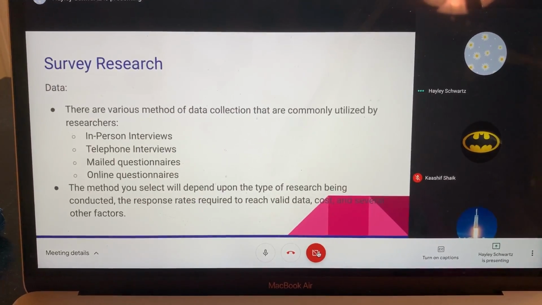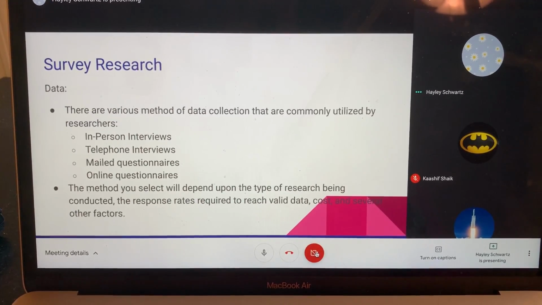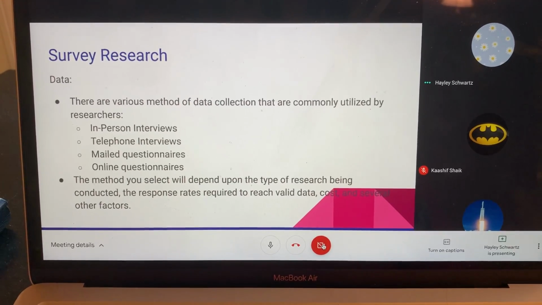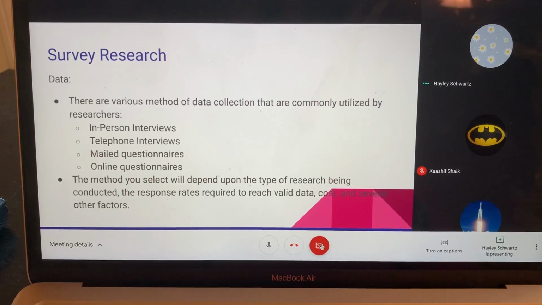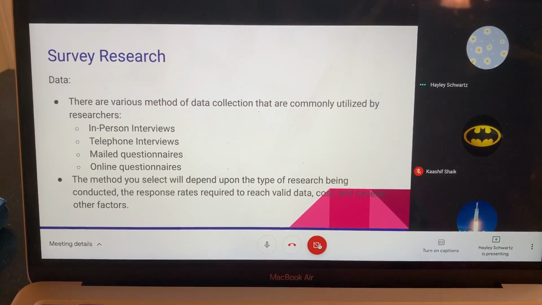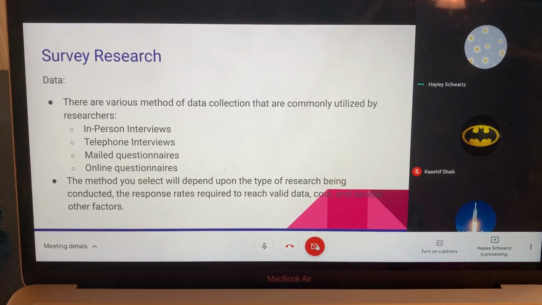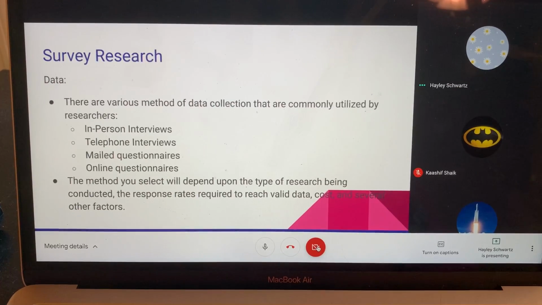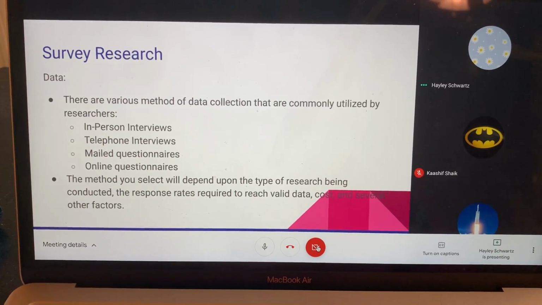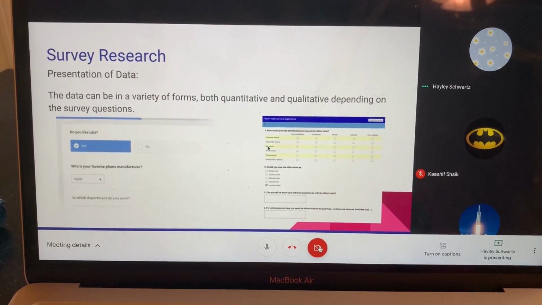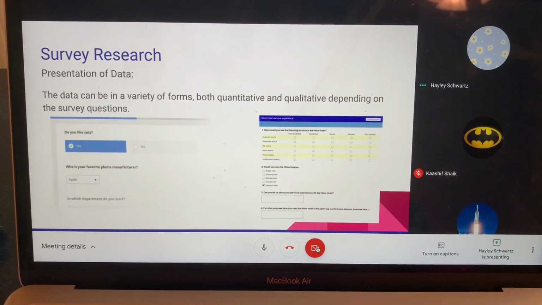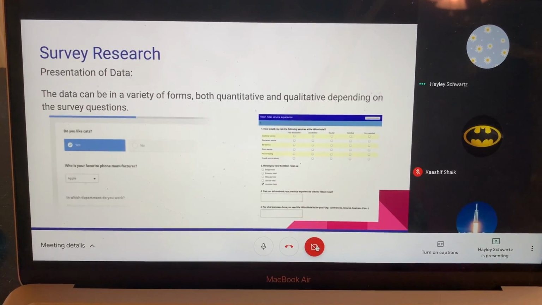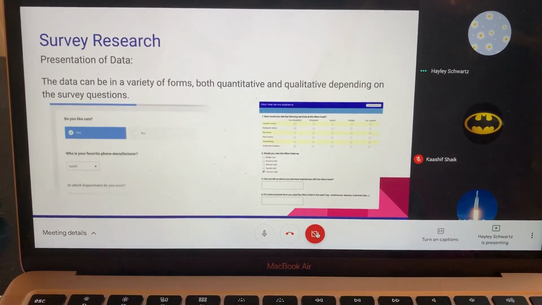There are many different ways of data collection commonly utilized by researchers, and some of the most common are in-person interviews, telephone interviews, mailed questionnaires, and online questionnaires. The method that you select will depend upon the type of research that you are conducting, the response rates required to reach valid data, the cost, and several other factors. The data can be presented in a variety of forms, and usually it's either qualitative or quantitative, depending on the survey questions.